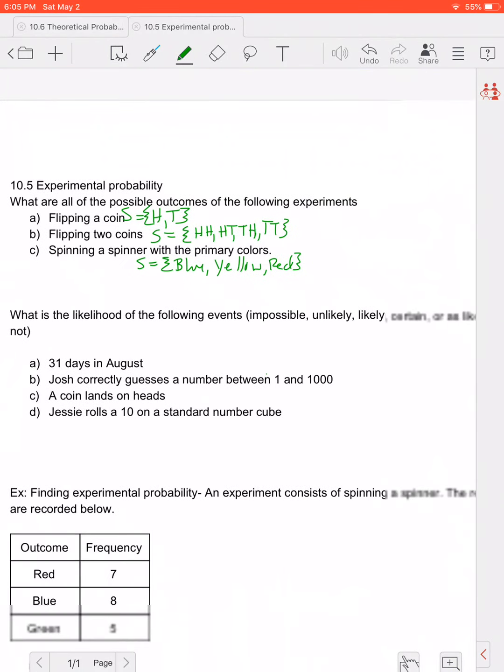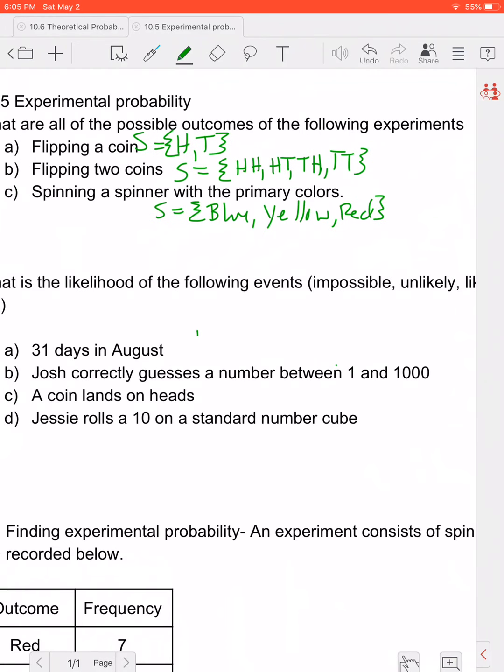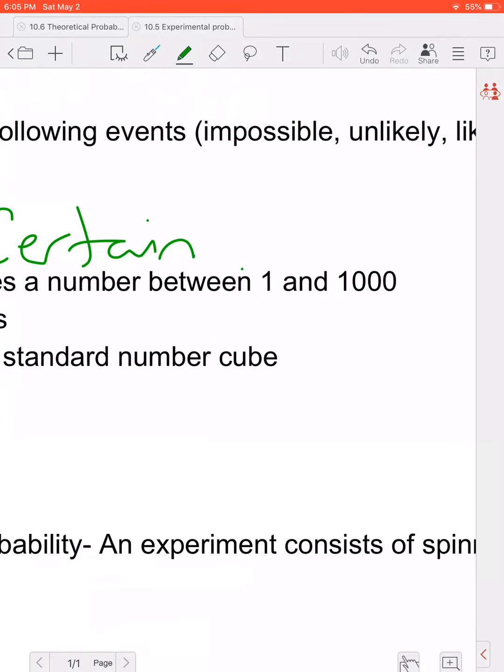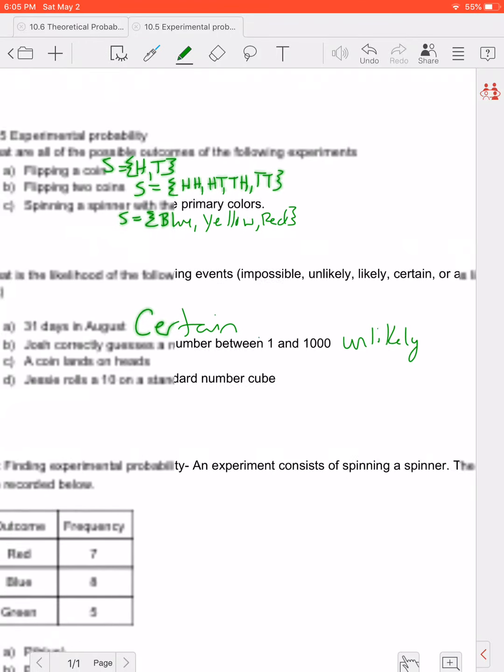Next, we want to know what the likelihood of an event could be. Is it impossible, like it's never going to happen? Unlikely, like probably won't? Likely, it probably will? Certain, 100% it will? Or as likely as not, which would mean equally as likely. So, is the event 31 days in August going to happen? That is certain. We know because that's how we've made our calendar to be, and that's going to happen every time. Josh correctly guesses a number between 1 and 1,000. It's not impossible that he would get it, but it's probably unlikely. That is a lot of numbers for him to choose the correct one that you chose. So we're going to say unlikely.